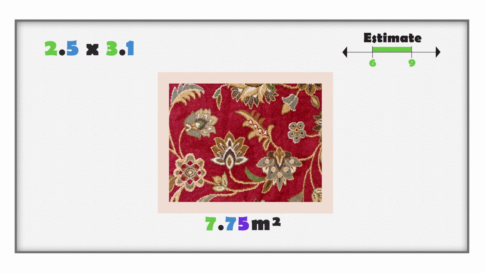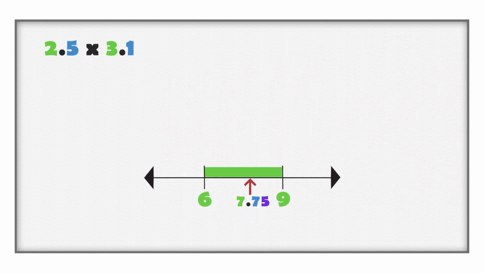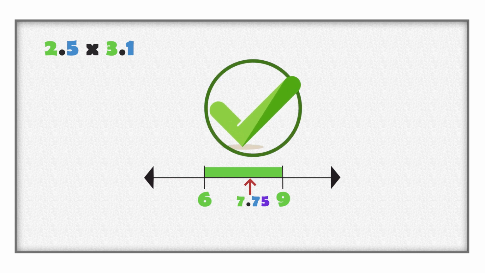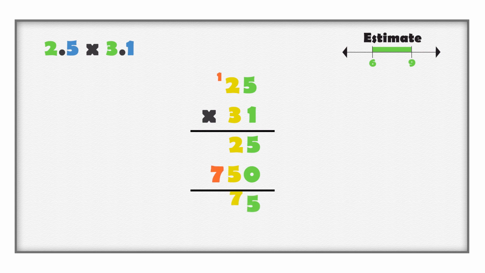The area of the rug is still 7 and 75/100 square meters. How does this compare to our estimate? You can use an algorithm like this to multiply whole numbers. An algorithm is a step-by-step procedure used to solve a problem. The same algorithm can be used when multiplying decimal values.